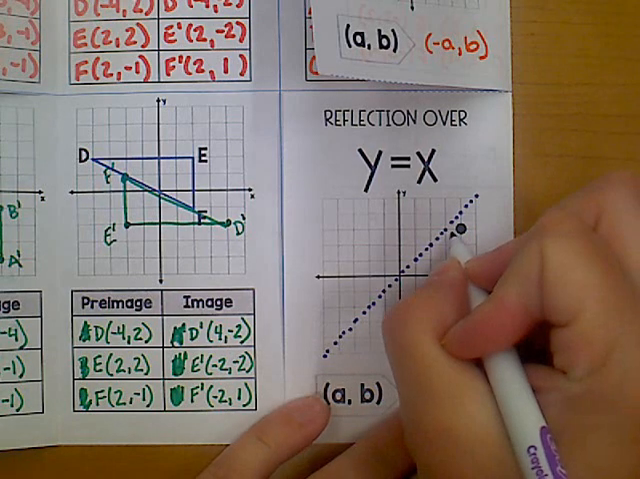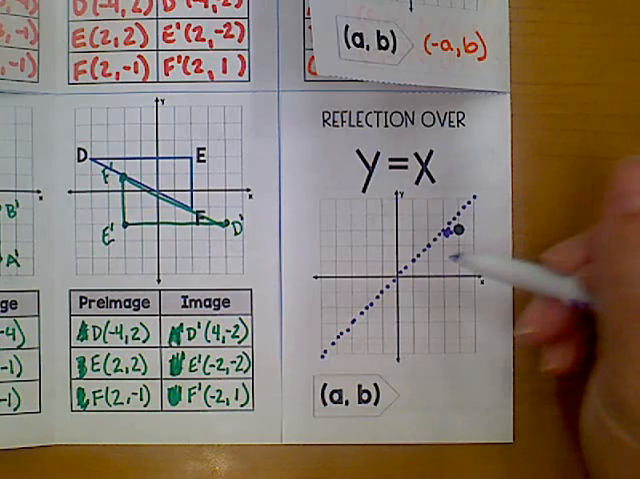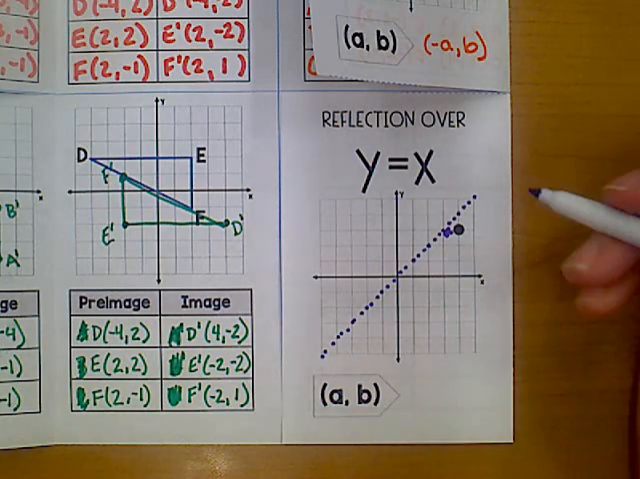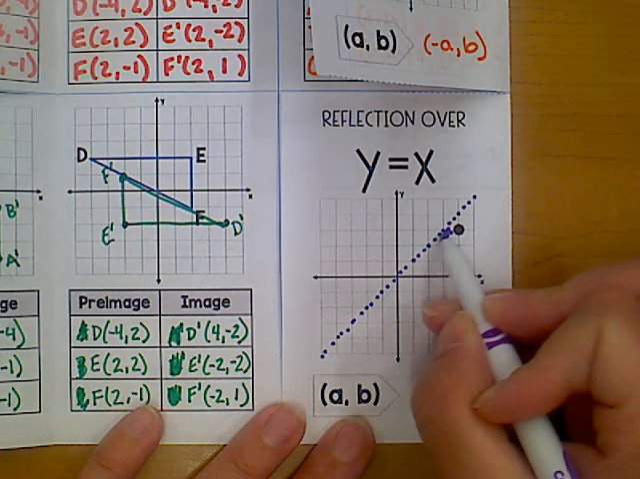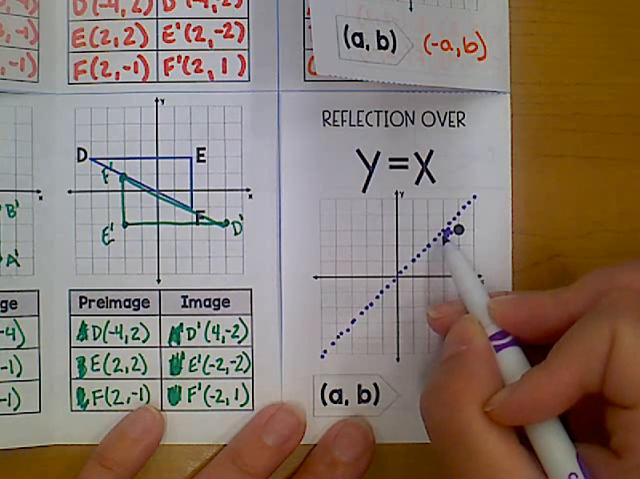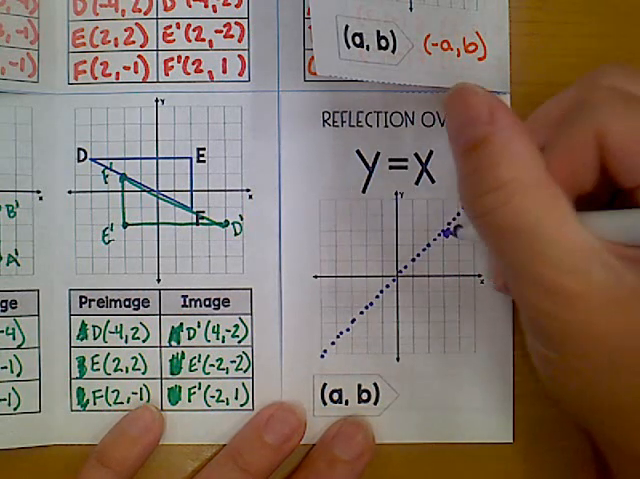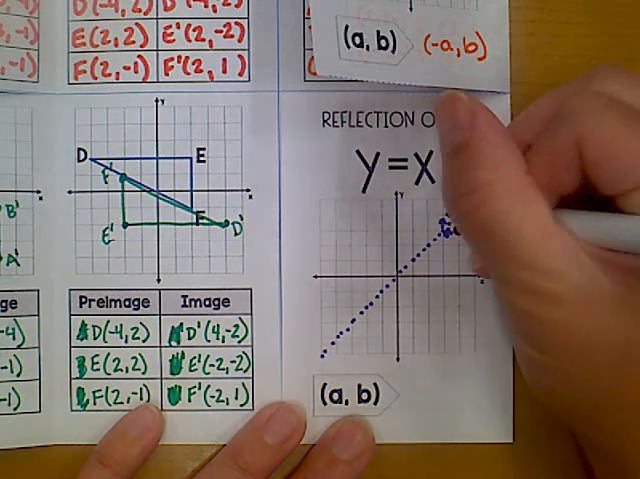So when I say you're going to count how far over you have to go, again, I usually go over first. You could go up. It's not wrong. I would notice that this ordered pair is only 1 away from the line of reflection, over 1 away from our y equals x. So you're then going to go up 1.